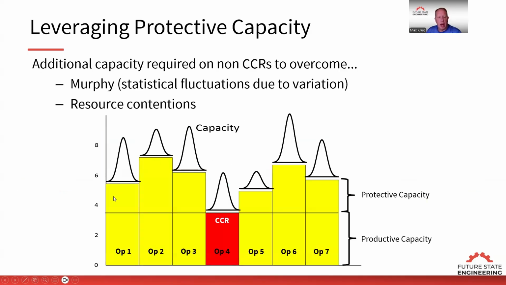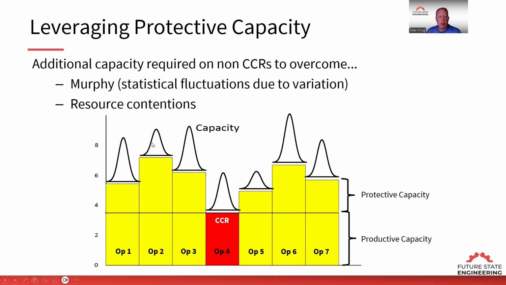If we look at the operation, we have unbalanced capacity, so that means we have a single resource that's the capacity constraint. It's the resource with the least amount of capacity in the system, and we have variability on all these process steps, and we have protective capacity to overcome that variability. My general rule of thumb: minimum of 20% protective capacity if you've done no process improvements to reduce variability.